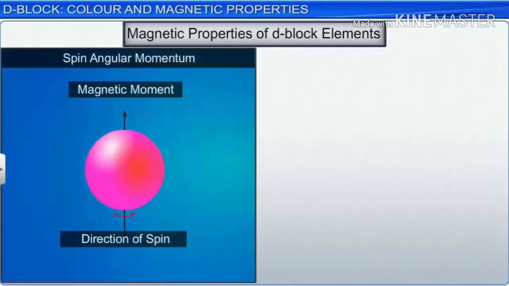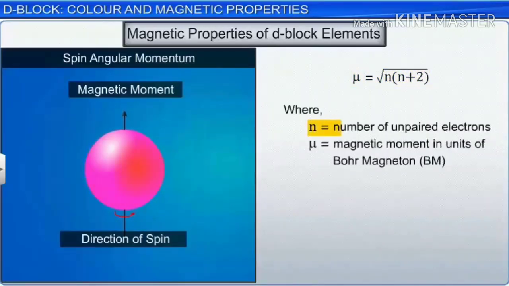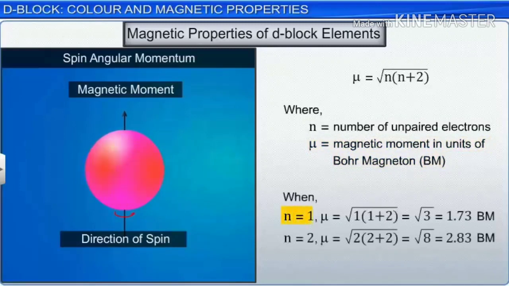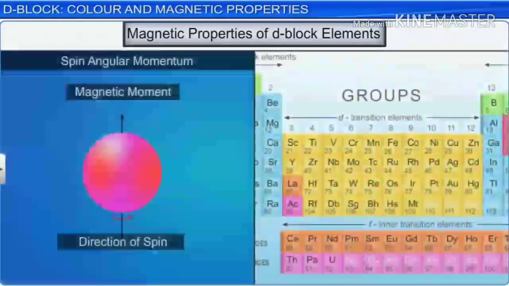Here, n is the number of unpaired electrons and mu is the magnetic moment. When n is equal to 1, magnetic moment is equal to 1.73 Bohr magnetons, and when n is equal to 2, we get 2.83. In case of iron, cobalt, and nickel, the unpaired electron spins are much more pronounced. As a result, these elements are much more paramagnetic than the rest of the elements.